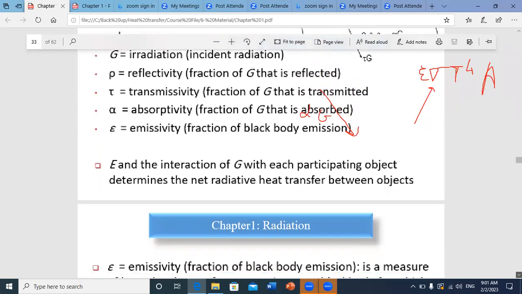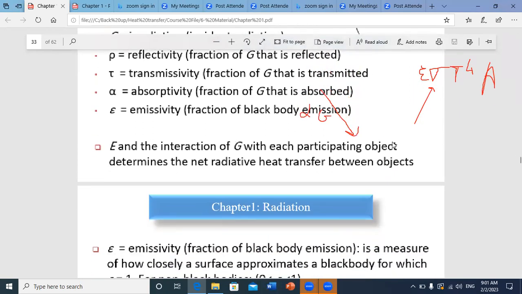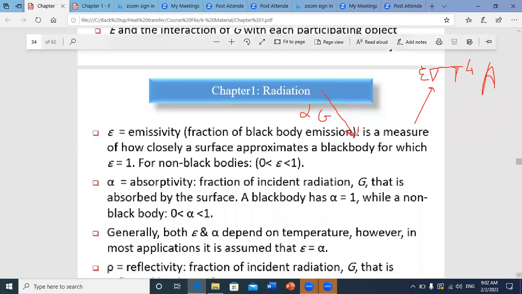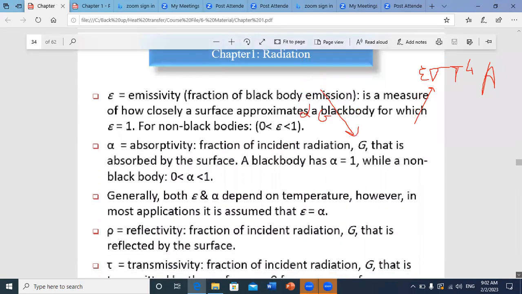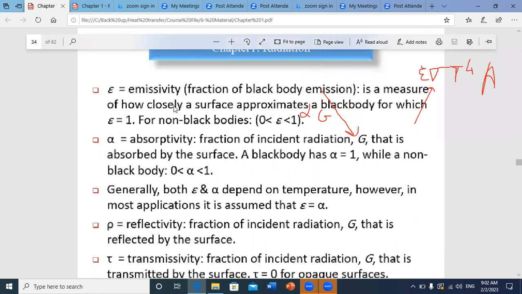Now, G and the interaction of G with each participating object will determine the net radiative heat transfer between objects. And let us express it together. Just before getting the expression of the net flux, we'll talk about epsilon and alpha. So epsilon, as we said, is defined as the emissivity, and it's the fraction of the black body emission. It is a measure of how closely a surface can approximate a black body, for which epsilon is equal to 1. For cases of non-black bodies, epsilon can vary from 0 to 1.